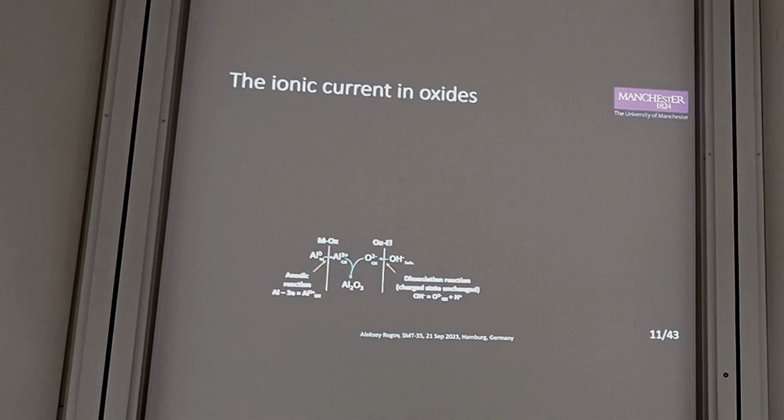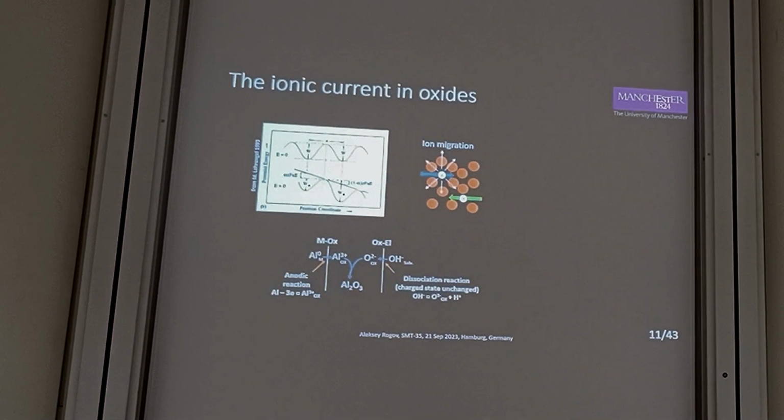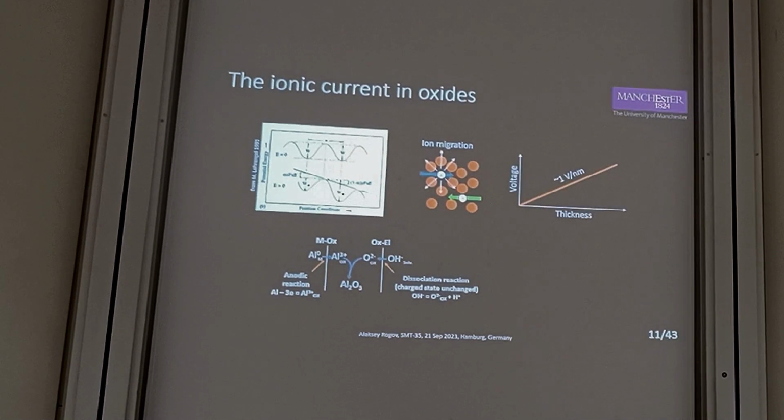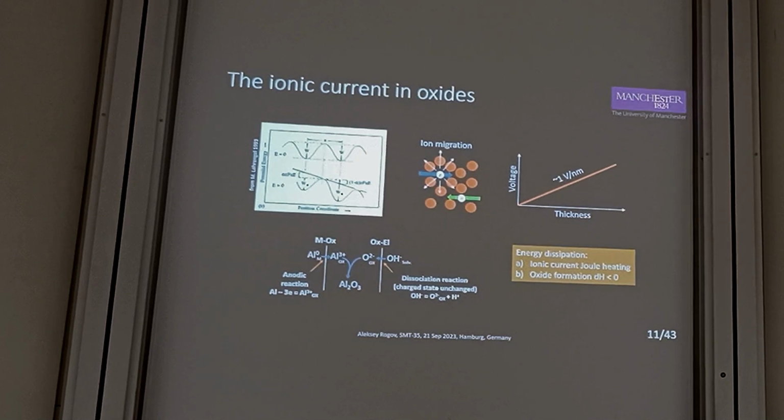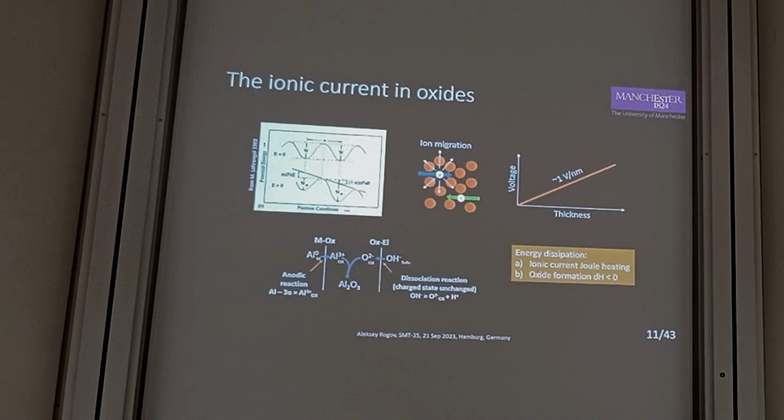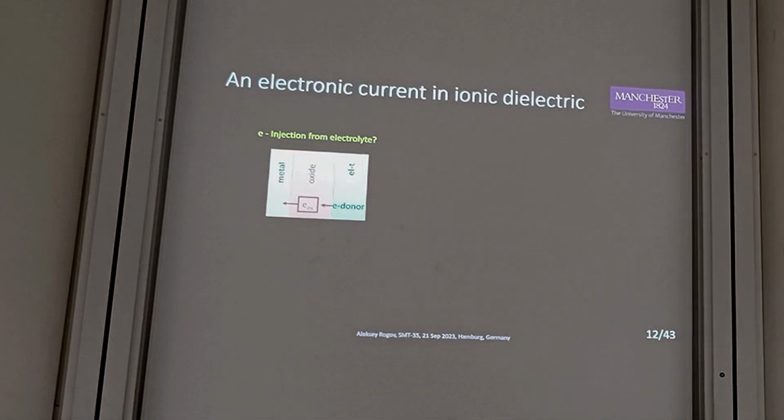A few words about ionic current, as it is the main process of the coating growth. It's generally accepted that it can be described by a local high-field hopping mechanism, and as a result, we have a very good correlation between voltage and thickness of this anodic shell. It's also accompanied by energy dissipation, majorly by the Joule heating of the ionic transport, as well as by heat dissipation of the oxide formation. However, it's significantly less.